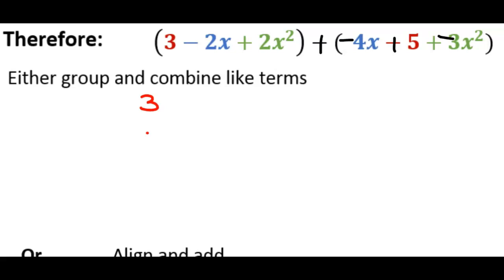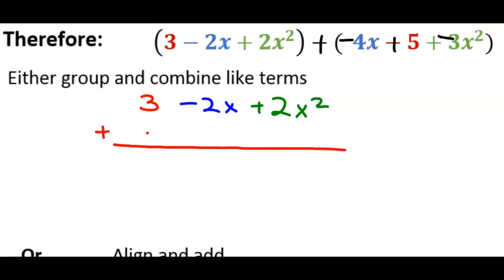I've got 3. I've got -2x, and I've got plus 2x squared here. What's going to go under my 3? What am I going to add to my 3? Positive 5, right? It's a positive 5 because I changed the sign of it when I distributed my -1 in. -4x and -3x squared. Okay? What am I going to get for an answer? Figure that out really quick.